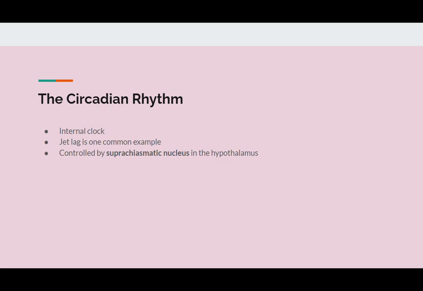The suprachiasmatic nucleus (SCN) in the hypothalamus controls the circadian rhythm. In response to light, it causes the pineal gland to adjust melatonin production. In the morning, melatonin levels decrease, and in the evening, melatonin levels increase to get you prepared for sleep.